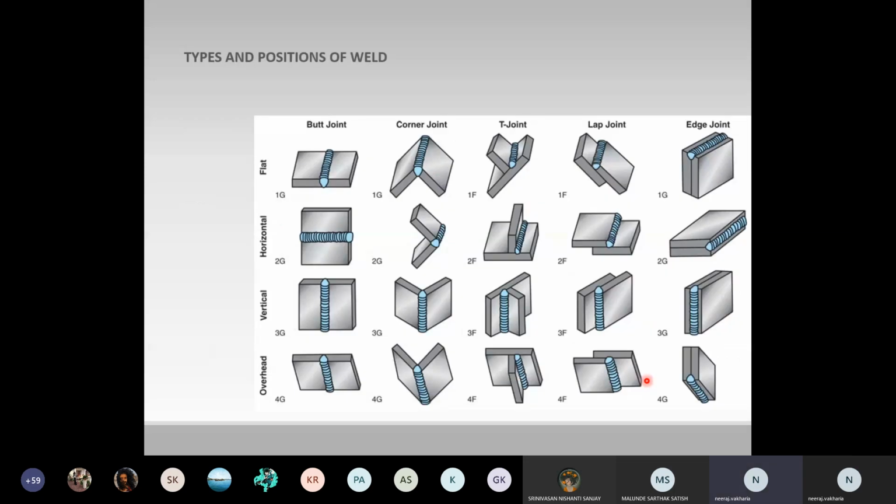Then there are types and positions of welds. So again, flat or horizontal members, vertical members, or overhead members. This is just for your reference. It is just to explain to you the connections as per their position during welding, how it is getting joined for edges.